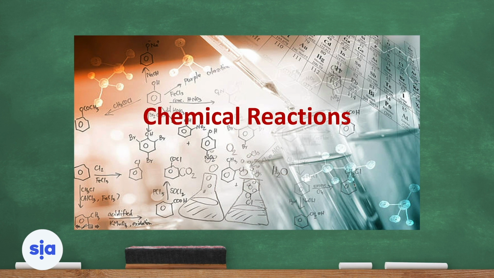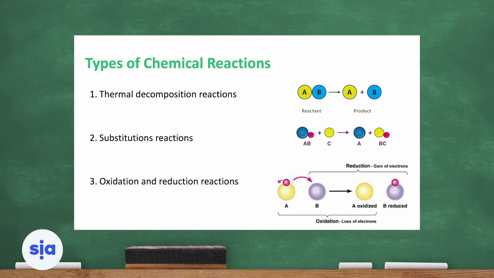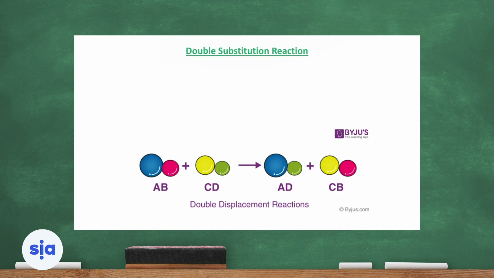This is episode 3, unit 1, lesson 1, chemical reactions. In the last 2 episodes, we discussed types of chemical reactions. We discussed thermal decomposition reactions and simple substitution reactions. And today we are going to discuss double substitution reactions and oxidation and reduction reactions.